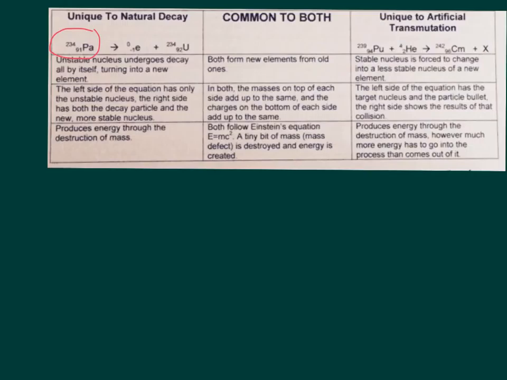Unlike artificial transmutation, which starts with something that is stable versus unstable. Therefore, we have to bombard the nucleus with some type of particle to make it unstable. And then the new element is created. So here we have two reactants. We have the stable particle and what we bombarded the nucleus with. Whereas in natural, it's already unstable, it doesn't need any help, so it automatically decays.